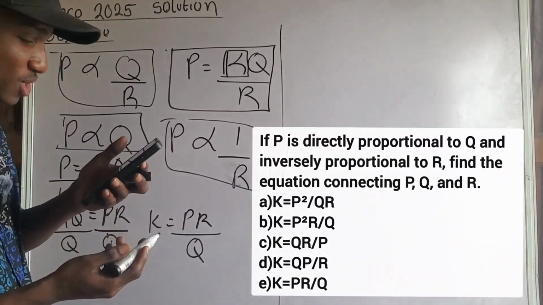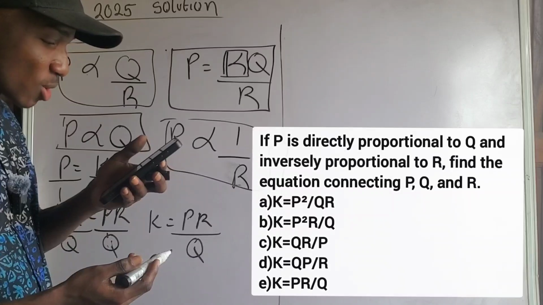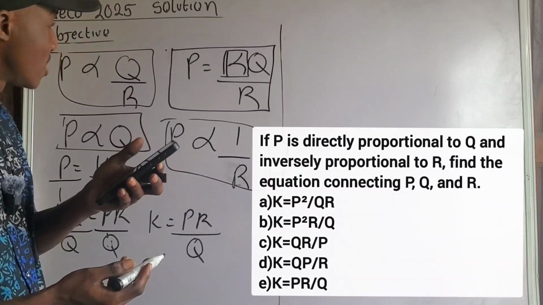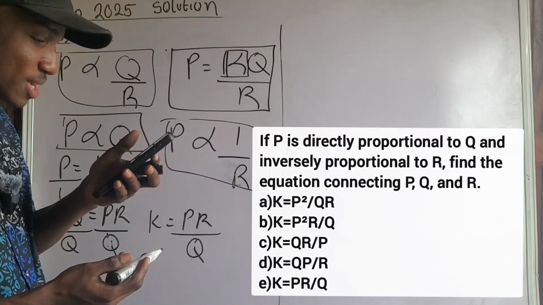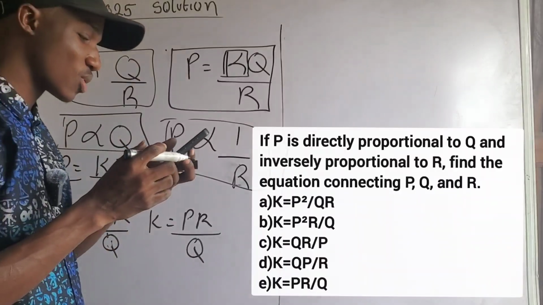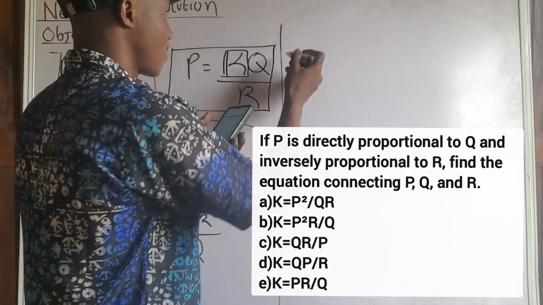Let us check the correct option in that question. The correct option is option E. You understand? The correct option is option E. That is PR all over Q. Okay. Let us look at the next question.